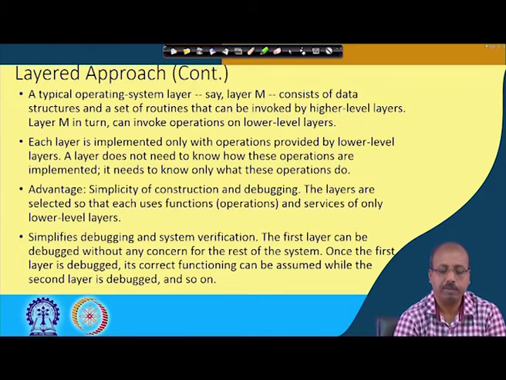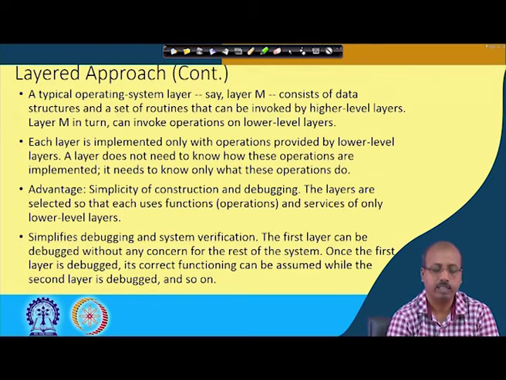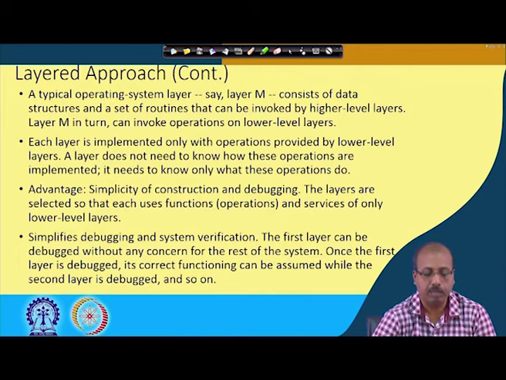The advantage that we have is the simplicity of construction and debugging. The layers are selected so that each uses functions and services of only lower level layers. Because of this modular structure, debugging becomes easy, and it simplifies debugging and system verification. The first layer can be debugged without any concern for the rest of the system. For the hardware layer, we can have some hardware level tests that verify that the hardware is working correctly. On top of that hardware, the layer 1 software can be tested by checking whether those routines are working in the context of operations by the hardware.